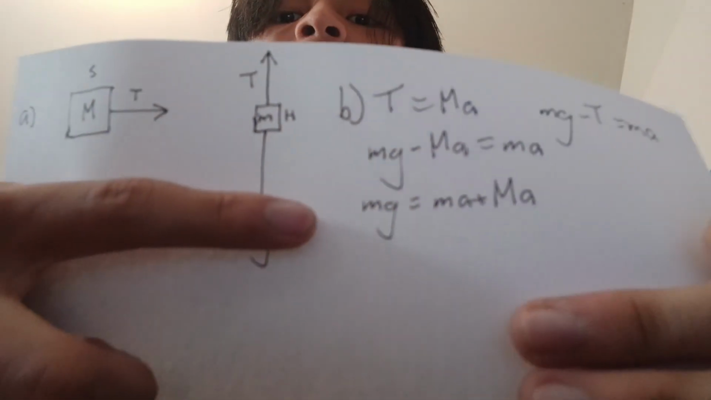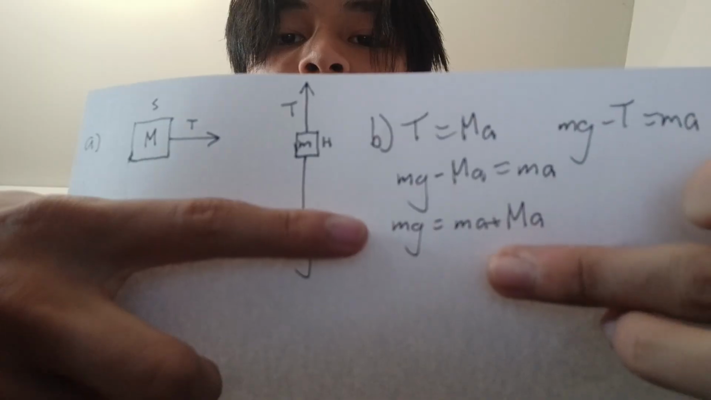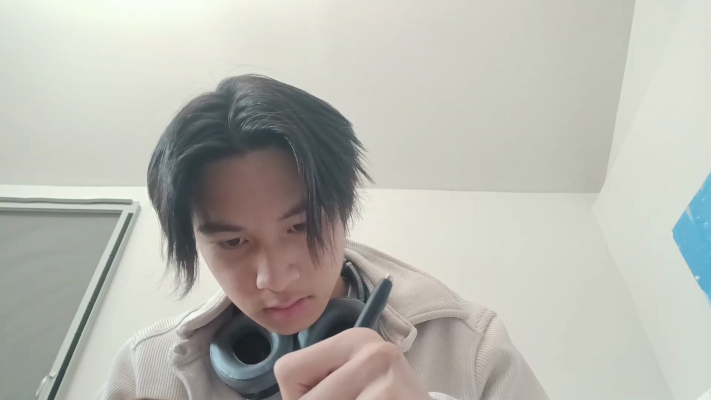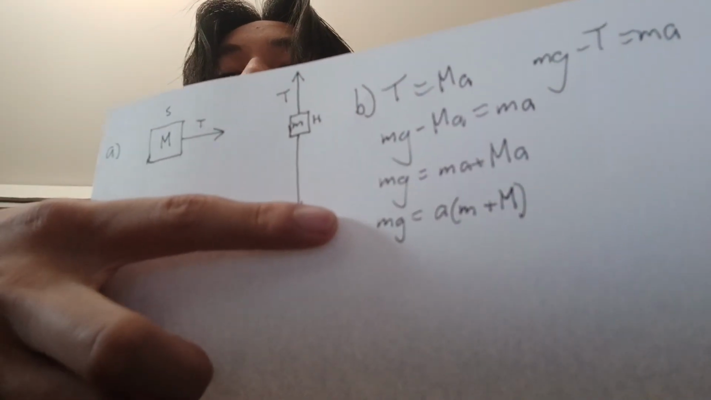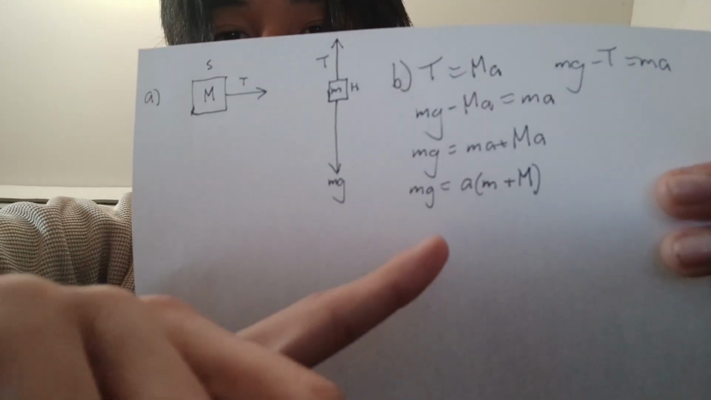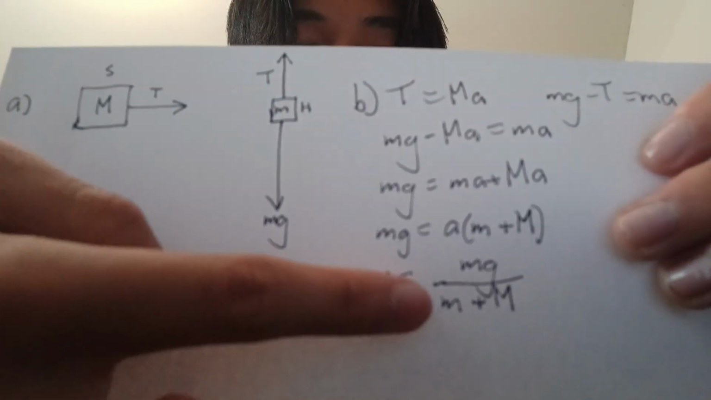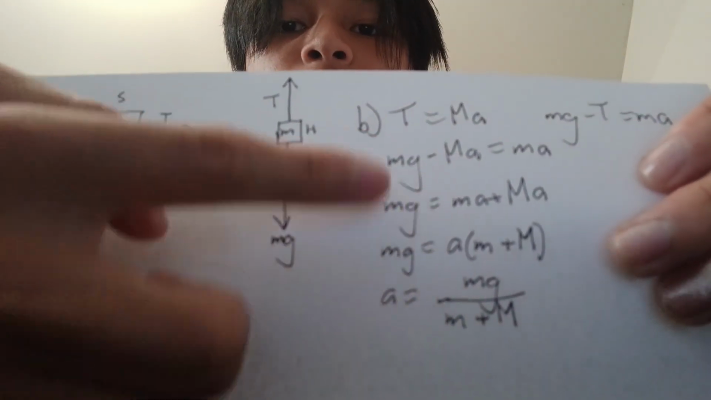Like this. And then you can just factor out the A. Like that. And then divide both sides by the total mass. So A equals mg over the total mass.